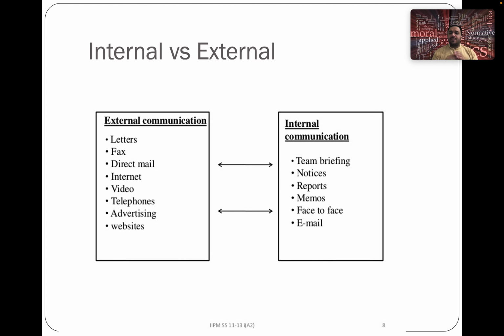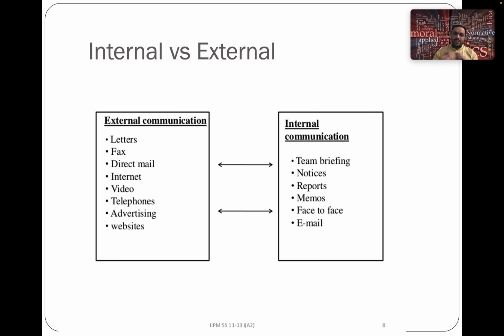Here are some examples of what comes in external communication and what comes in internal communication. Letters, fax, direct mail, internet, video, telephones, advertising, websites, all of these come in external communication. In internal communication, we can use team briefing, notices, reports, memos, face-to-face, emails. These are all our internal and external communication examples.